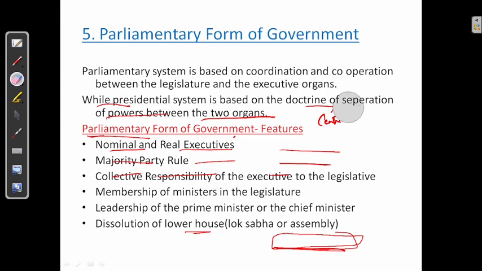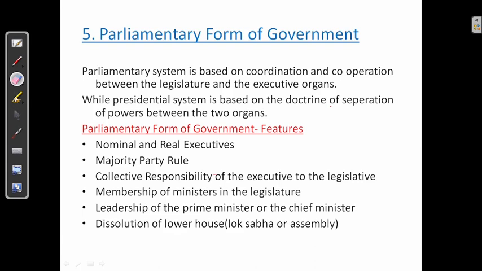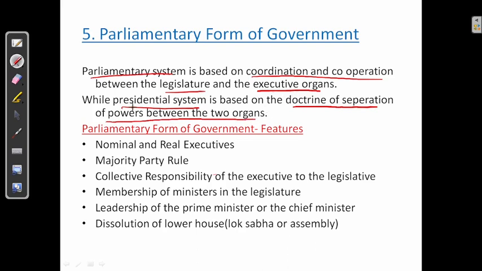Next we'll see the parliamentary form of government. There are two, the parliamentary and presidential forms. The parliamentary system is based on coordination and cooperation between the legislature and the executive organs, while the presidential system is based on the doctrine of separation of powers. There is no link between legislature and executive in the presidential system. We are following the parliamentary system.